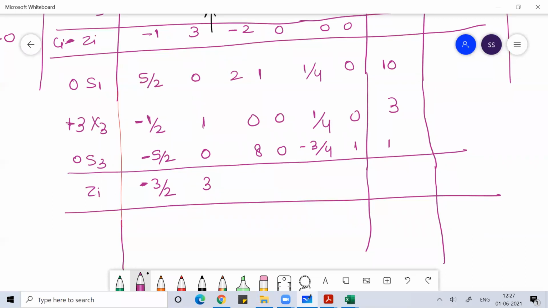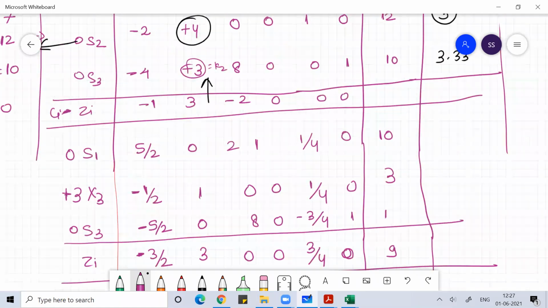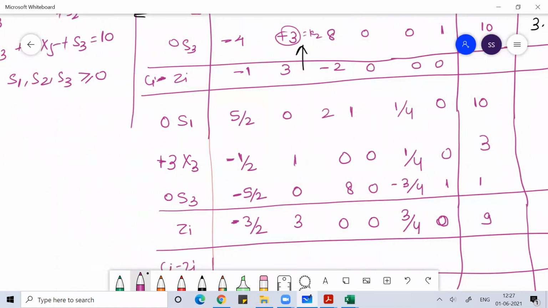This is 3, 0, 0, 0, 0. Then this 0, 0, 0. Then this is 3 by 4, 0, 0, 0. This is 9. You understand, right? Okay, now Ci minus Zi.